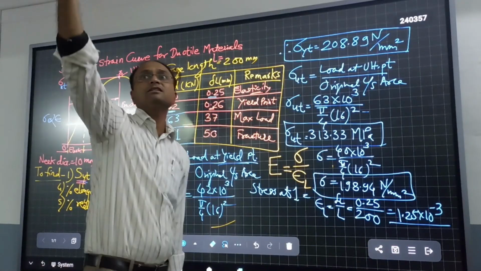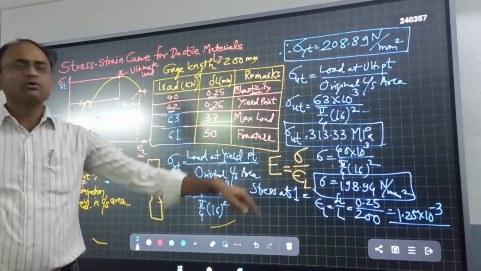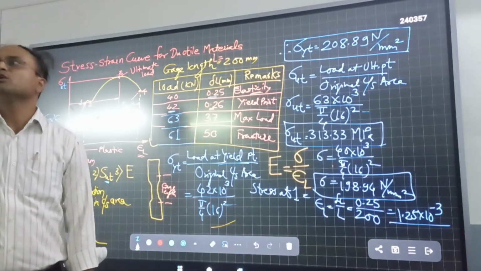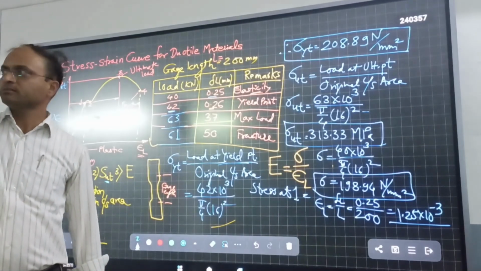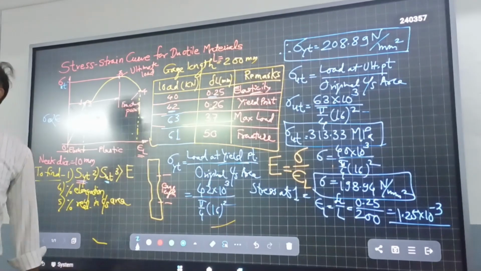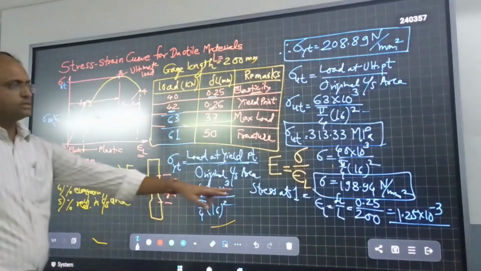What is the unit of strain? Last bench, stand up. Yes, so the unit of epsilon L, you tell me. What is the unit of strain? Unit of stress? Newton per mm square, sir. Okay, sit down. So this is the strain obtained.